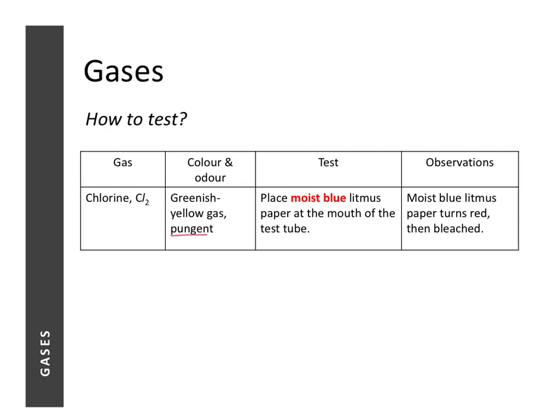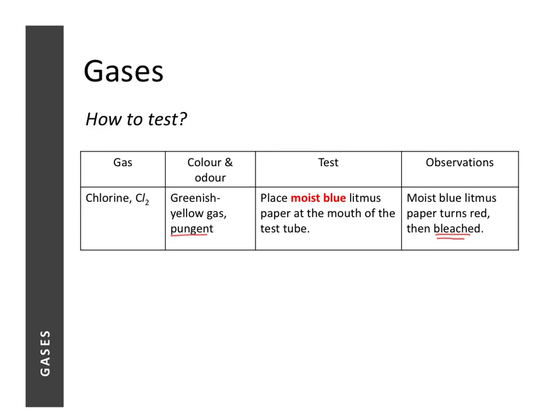So the test for chlorine, we put a moist blue litmus paper at the mouth of the test tube. And then what is going to happen is that the blue litmus paper will first turn red, and then bleached. So essentially, the color of the litmus paper will disappear. A common mistake that students make is that they will record the observation as moist blue litmus paper turns red and then white. Now, the litmus paper can only display two colors, red or blue. It cannot display white. It doesn't turn white.